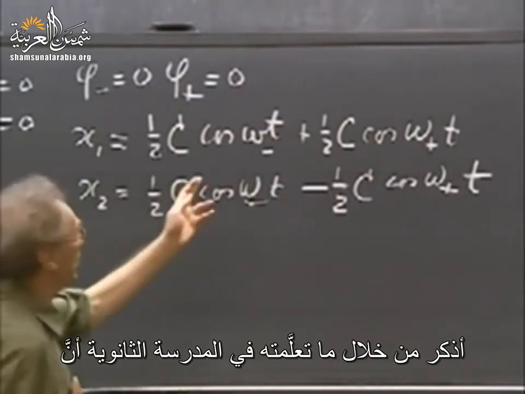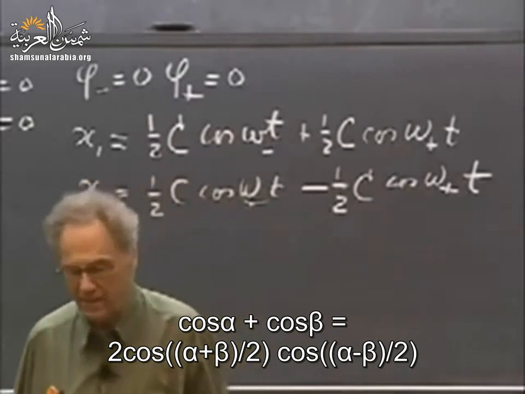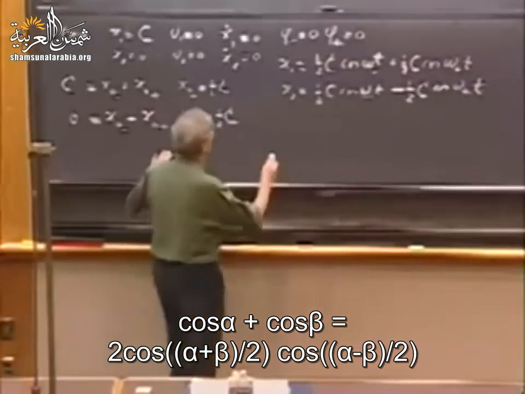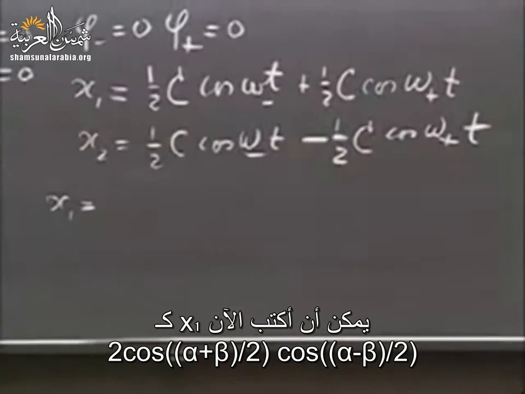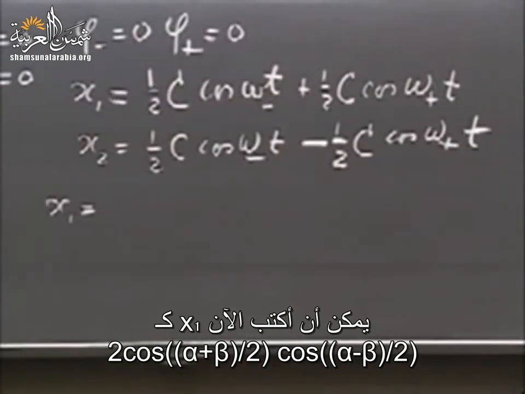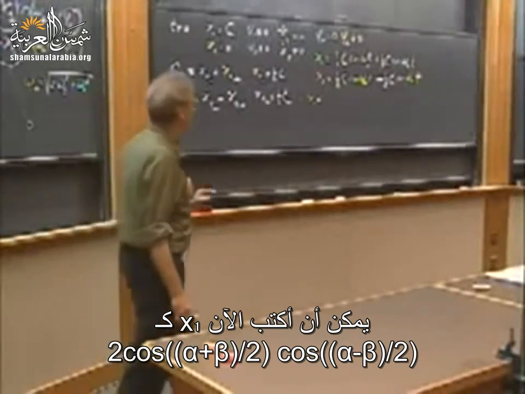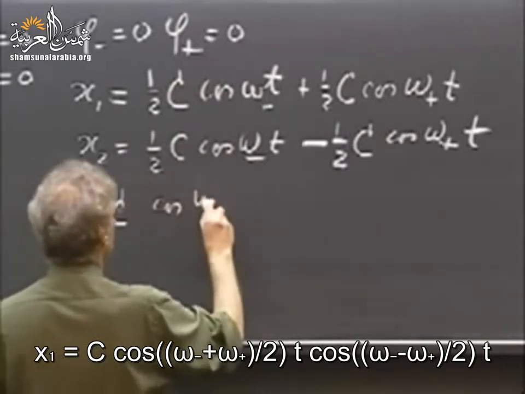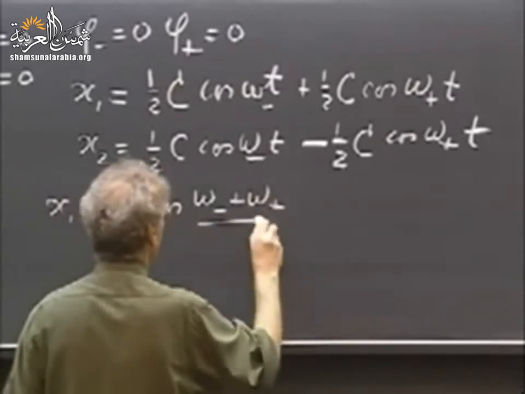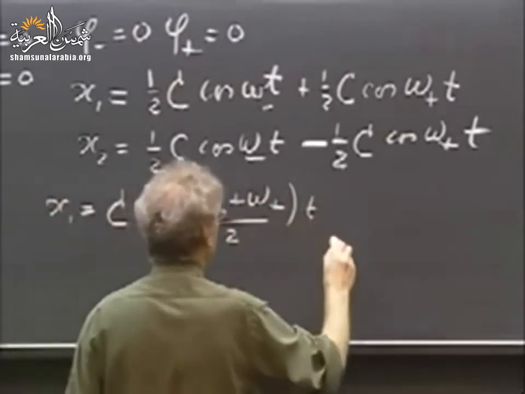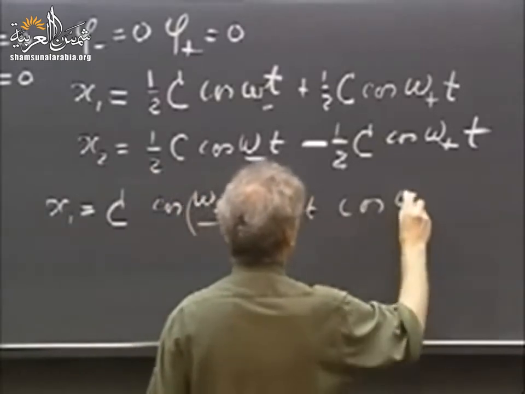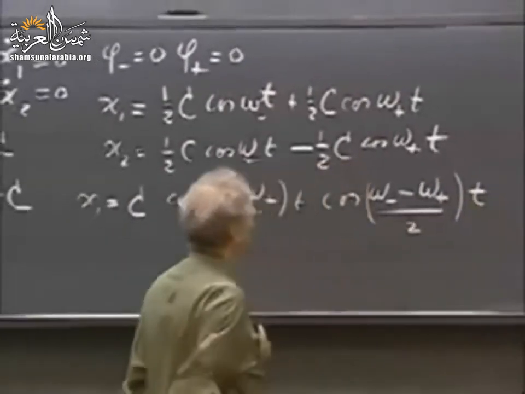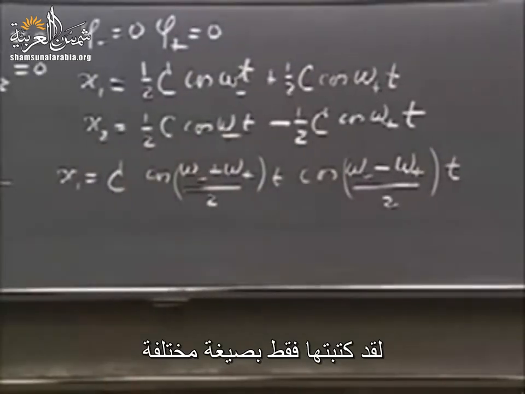Now I remember from my high school days that the cosine alpha plus the cosine of beta is twice the cosine of half the sum times the cosine of half the difference. So I can write down x1 as twice the cosine of half the sum times the cosine of half the difference. So that 2 that I get eats up these 1/2s. So I get c times the cosine of (omega minus plus omega plus) divided by 2 times t, times the cosine of (omega minus minus omega plus) divided by 2 times t. I've just rewritten it in a different form.